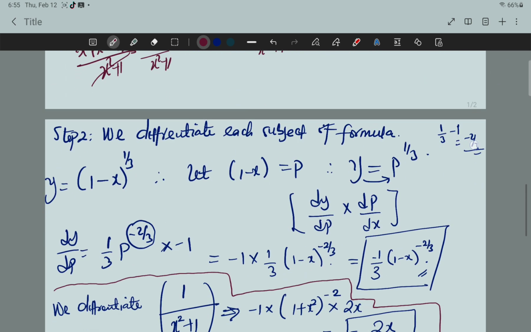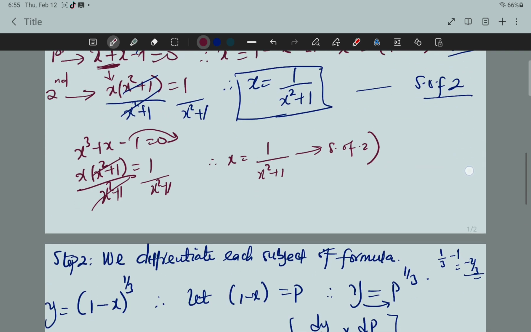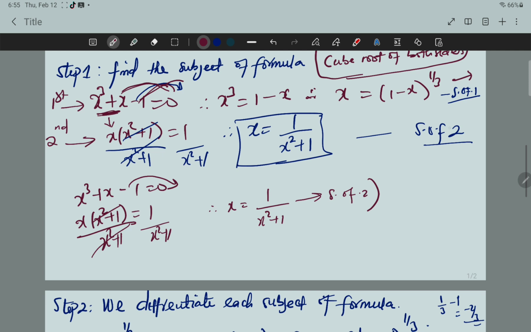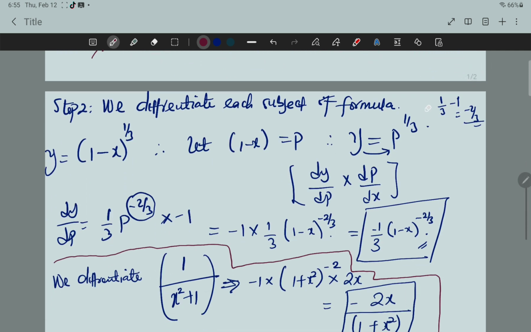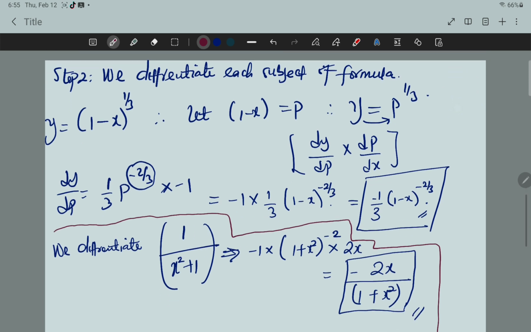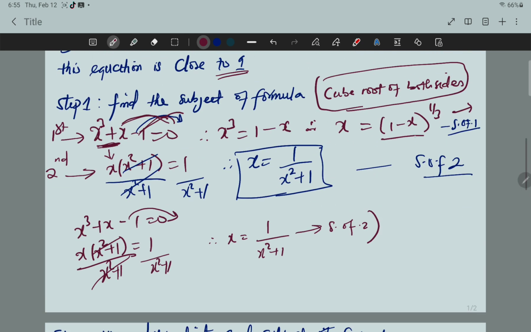Now step 2 is we try to differentiate each subject of formula, subject of formula 1 and subject of formula 2. And so we began to remind ourselves of the chain rule from 100 level. So we want to differentiate this particular one that says (1 minus x) raised to the power of 1 over 3. Let me repeat that: (1 minus x) to the power of 1 over 3.